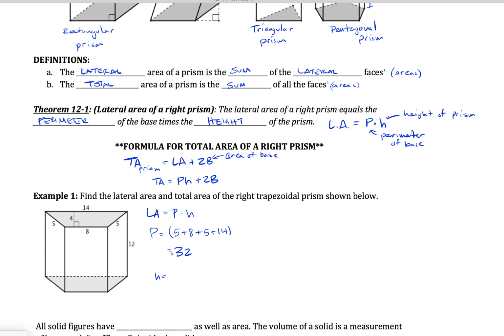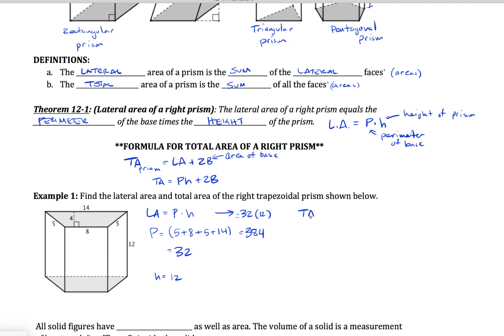What's the height of this prism? Well, the distance between the bases is a good way to think of the height. So I have a base on top and a base on the bottom. How far is it from top to bottom? It's 12 units. So my height is 12. So if I'm doing the lateral area, I'll be taking 32 times 12. And 32 times 12 would give us 384. So that's my lateral area.